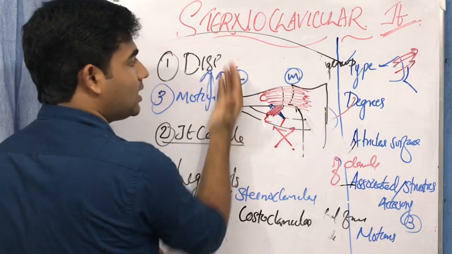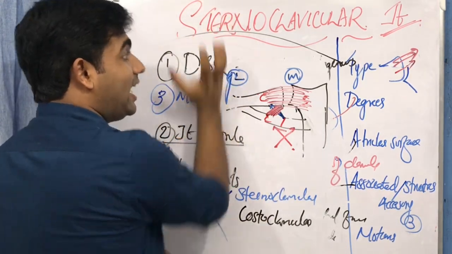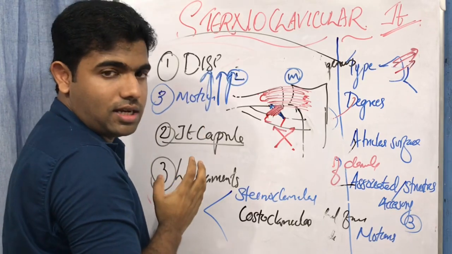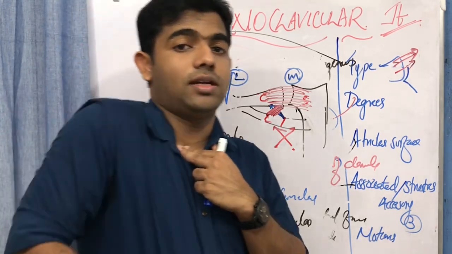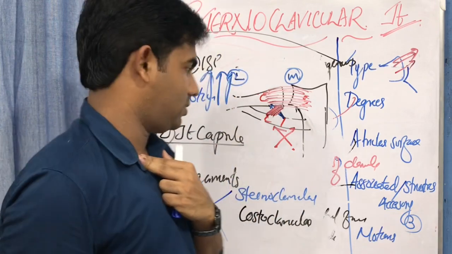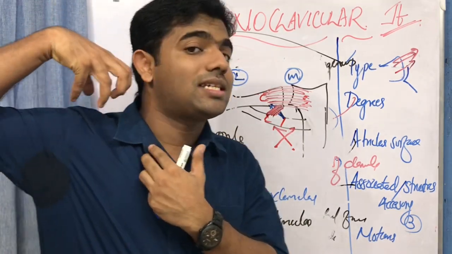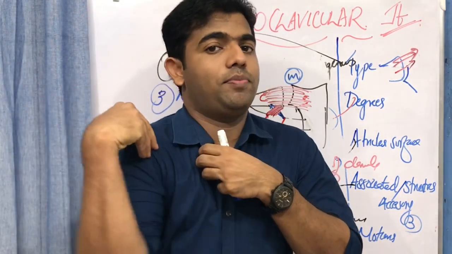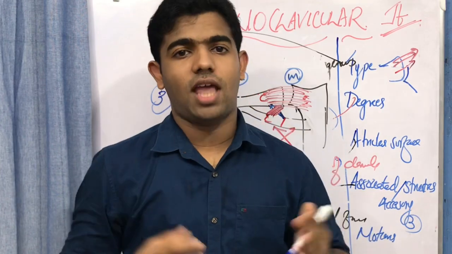One, it prevents the superior translation, elevation of the lateral end of the clavicle. That is because the lateral end of the clavicle movements are visible, so we take the reference point as the lateral end of the clavicle. At the same time, it dissipates some superiorly directed forces and it prevents the medial translation of the clavicle.